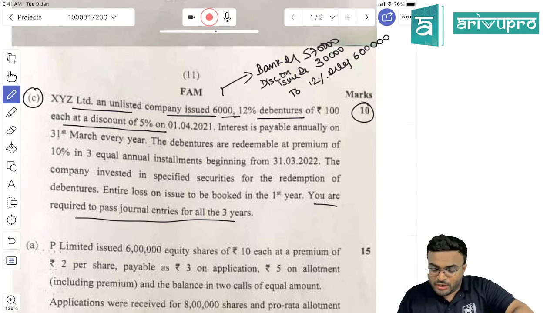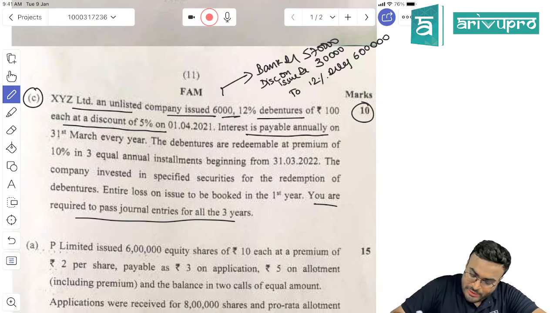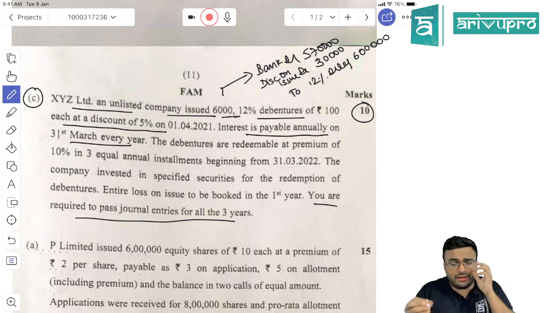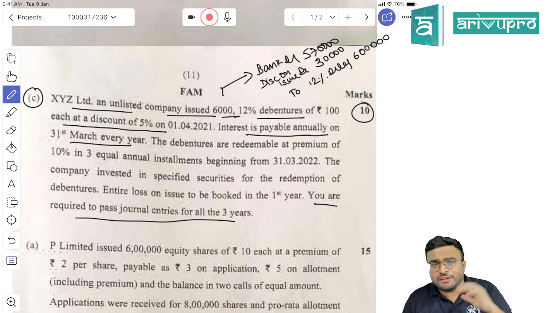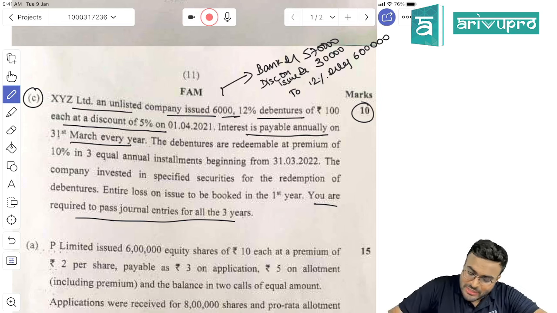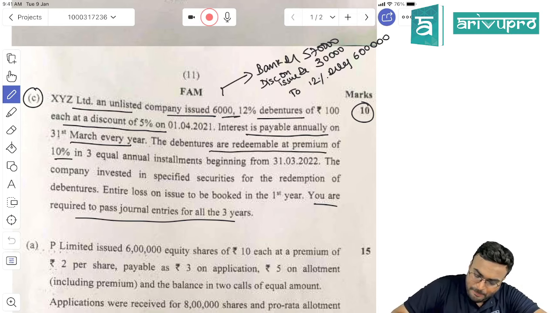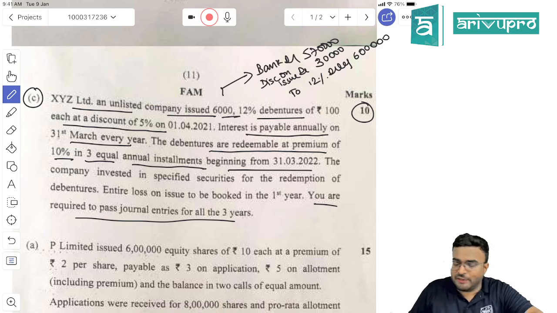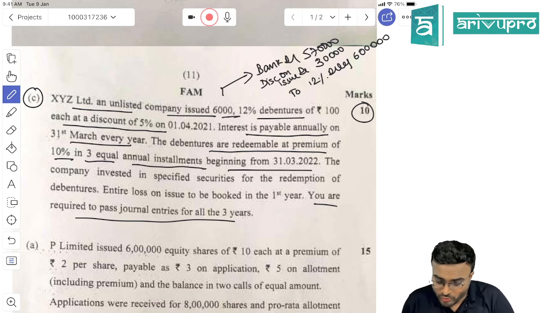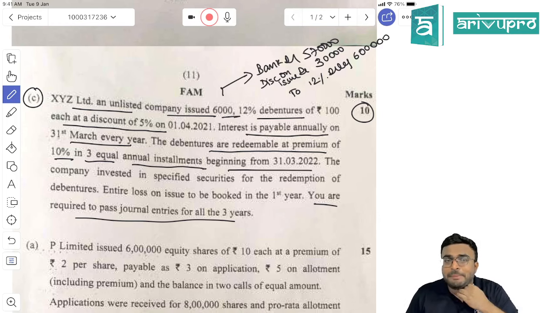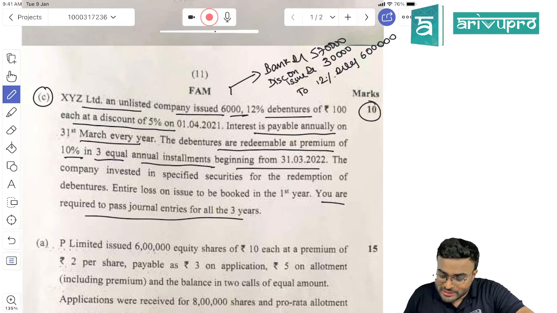Now, interest is payable annually on 31st March every year. Every year end, you're going to pay interest. For that, you'll pass the entry. Debentures are redeemable at a premium of 10% in 3 equal annual installments beginning from 31st March 2022. So, first year end, equally. So, redeemable at a premium of 10%. So, what is the value?